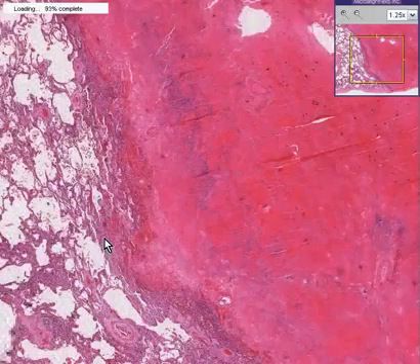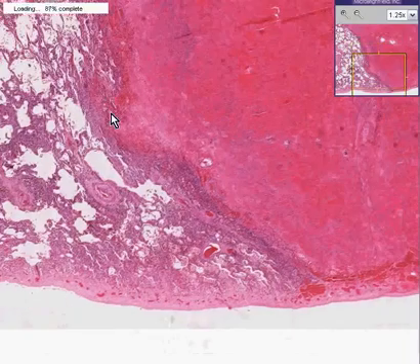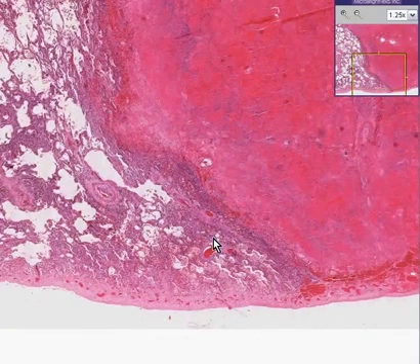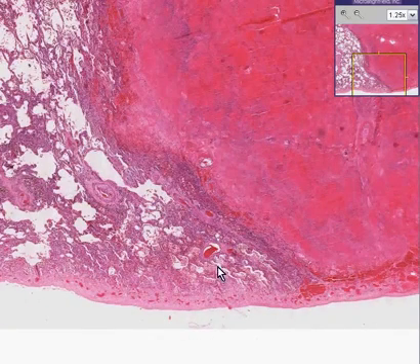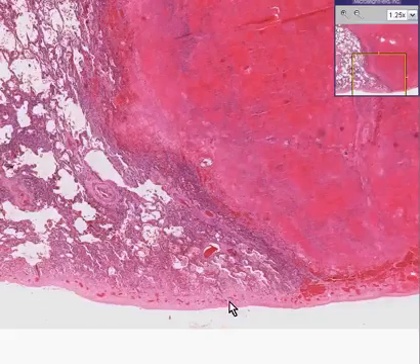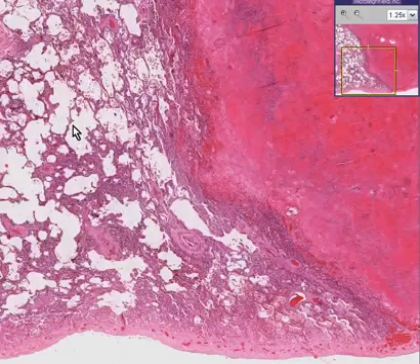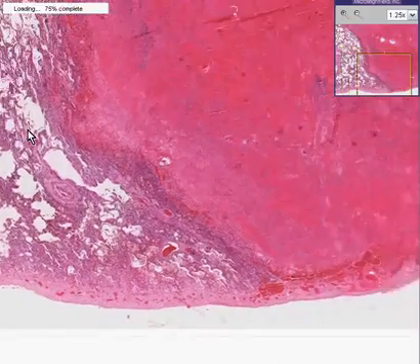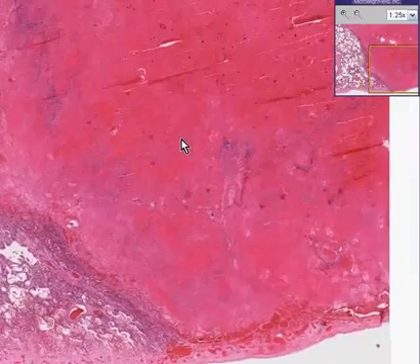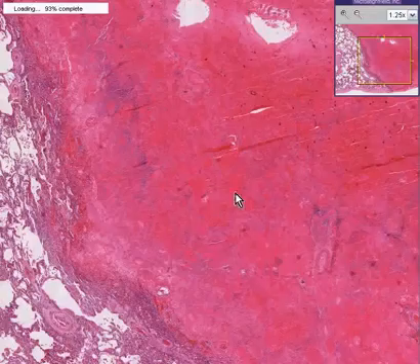So if you see something in the lung that is hemorrhagic and extends to the surface, it could very well be an infarct. Here's a pleural surface here. Here's a cut part of the lung that still shows aerating alveoli. And here is the hemorrhagic necrotic area in question.